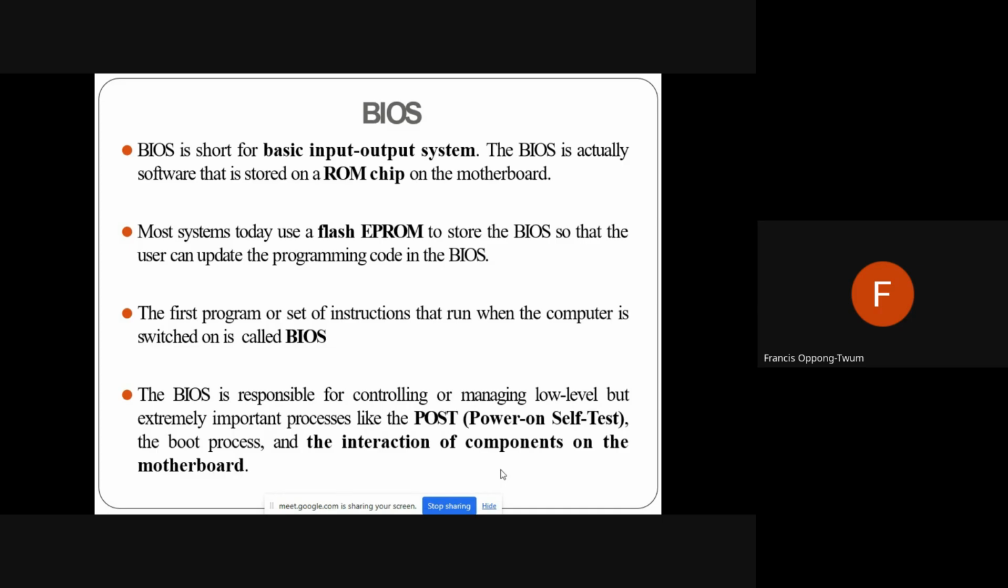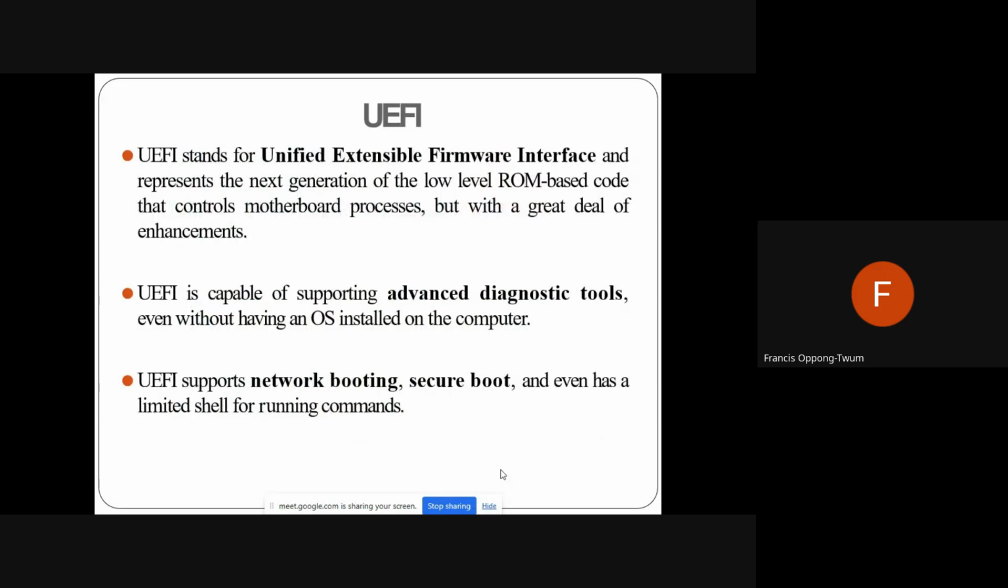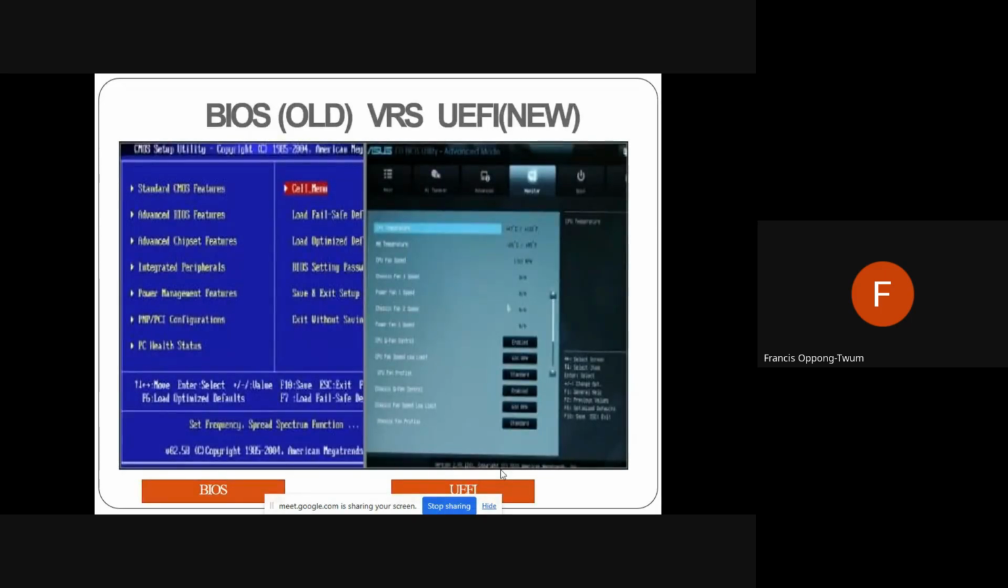So once the computer finishes the POST stage, then it will go to the hard drive. The hard drive has what we call the master boot record, and the operating system will start loading for you. And that is what we are talking about. So that's the BIOS, the UEFI, and all those things.